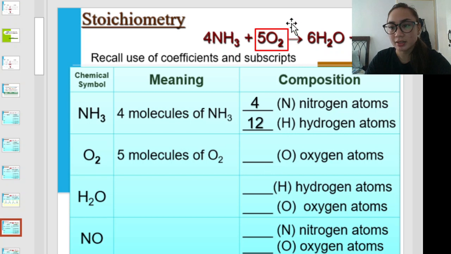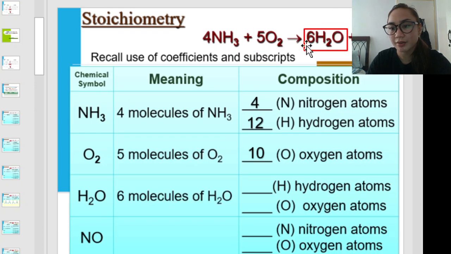Okay, next on the equation, we have this 5 molecules of oxygen. So, if we compute kung ilan ang total of oxygen atoms niya, of course, we have 5 times 2, we have a total of 10 oxygen atoms.